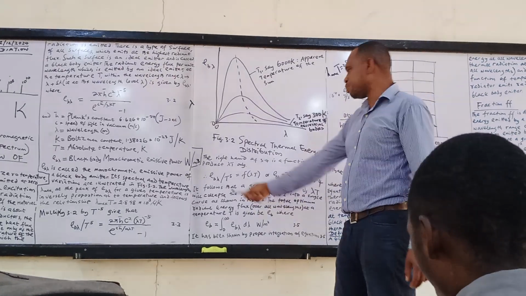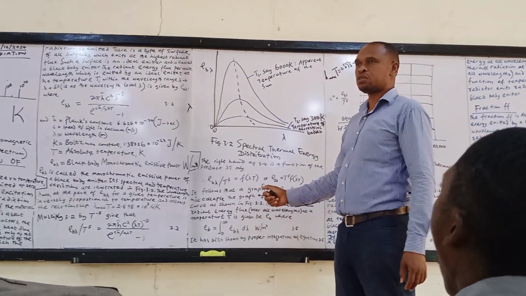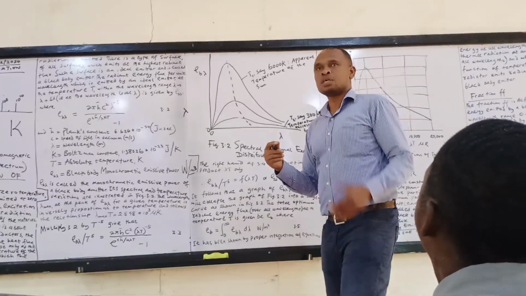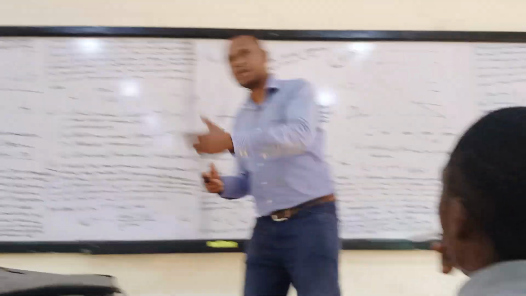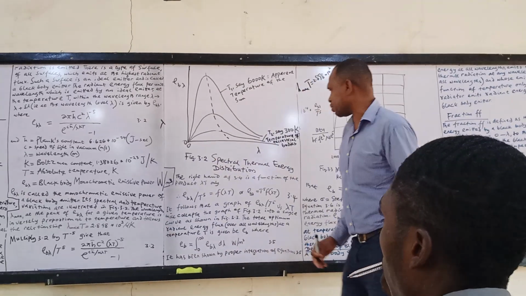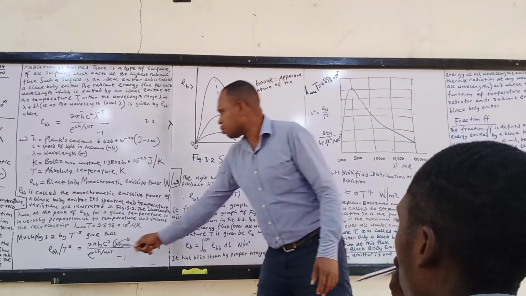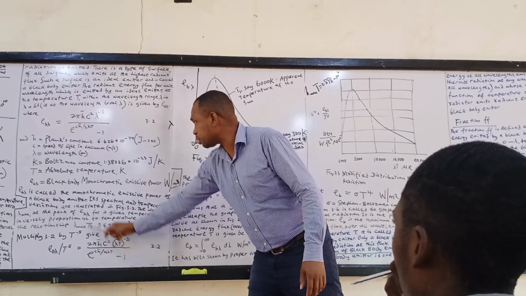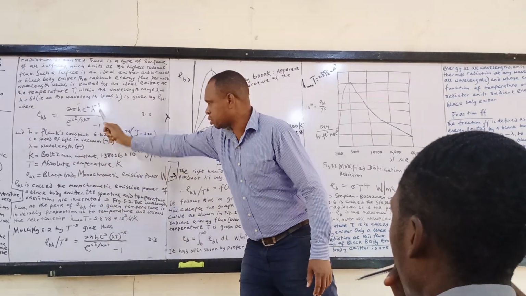So that means E_b lambda is a function of what? A function of what? Lambda and T, lambda and temperature. So that's what this equation is talking about. You can see this equation.